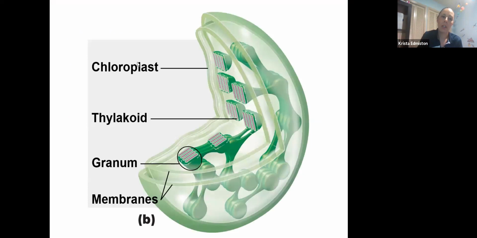So here is the chloroplast. We've got the outer membrane and then the inner membrane, and we've got those thylakoids stacked up on top of each other. So if I would cut a stack of Oreo cookies in half, that's kind of what we're looking at. And then here are the Oreo cookies all together down here on the bottom.